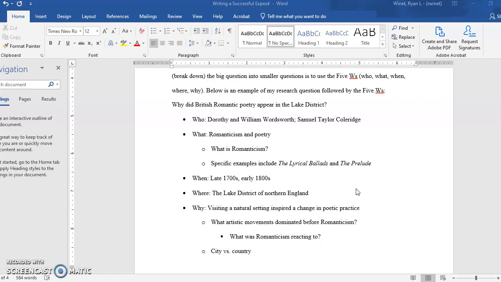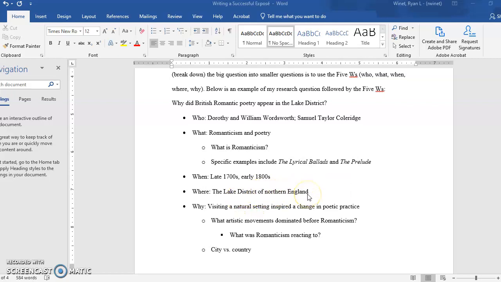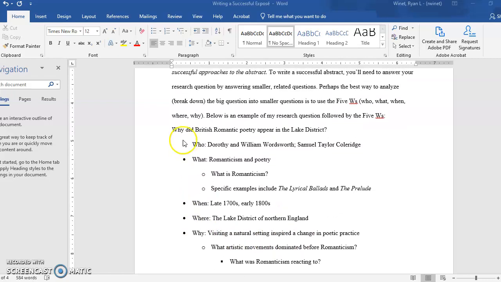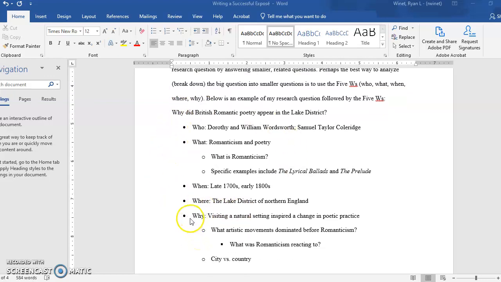When am I talking about? I'm talking about the late 1700s, early 1800s. Where? The Lake District of Northern England. Why? So this is the question that is probably closest, as you can see here. It's closest to your big research question, and that's why I'm putting it last. And my answer to this big question is that poets visiting a natural setting inspired a change in poetic practices. Okay, so they changed from one thing to Romanticism by visiting the Lake District.